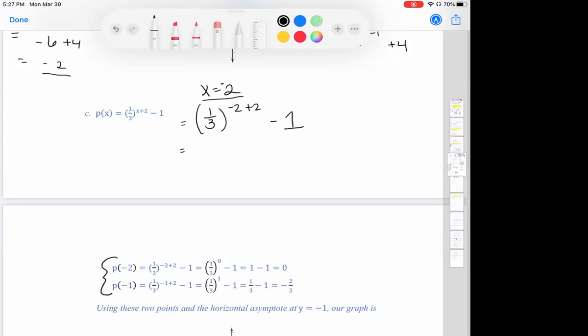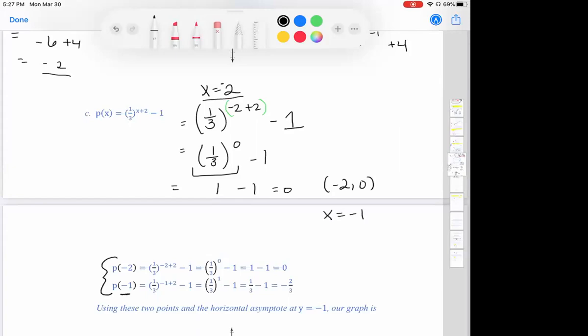All right, let's simplify what's in our exponents. So I have to do that first. So I have 1/3 to the power of negative 2 plus 2, which is 0, minus 1. All right, what is a number raised to the 0 power? It's 1. So I have 1 minus 1, we get 0. So my first point that we found is negative 2 and 0. Okay, let's try negative 1, the one that we have right here, negative 1.